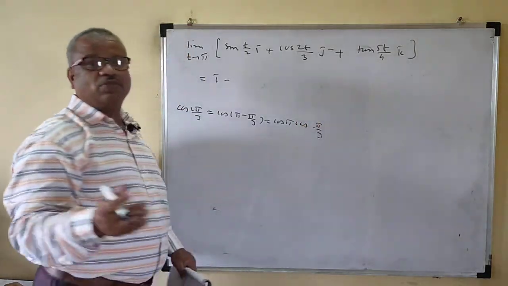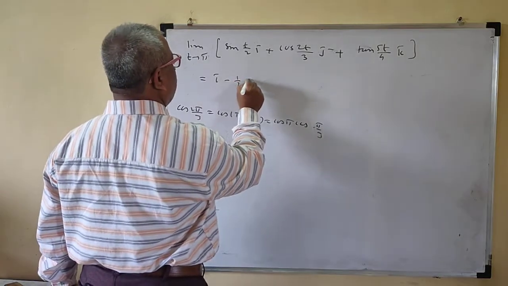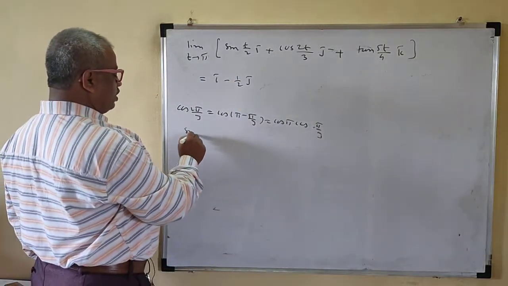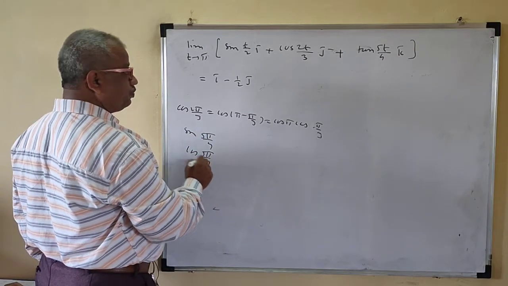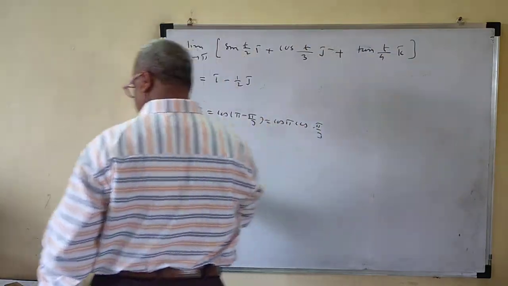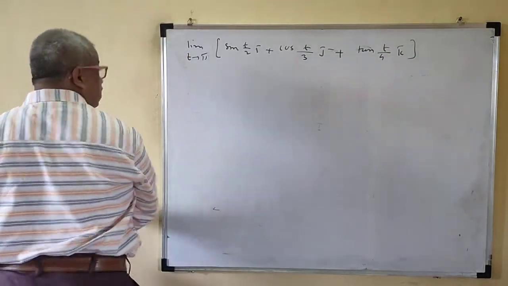And cos pi by pi means cos 180, so cos 60 is half. So this is minus half j bar. Then sin and tan of 5 pi by 4. So you have to find sin 5 pi by 4 and cos 5 pi by 4. Okay, so we'll remove this 5 and we'll remove this 2 now. So that easily you can find the limits.